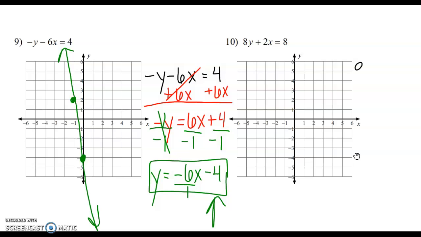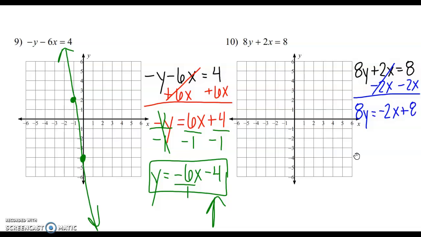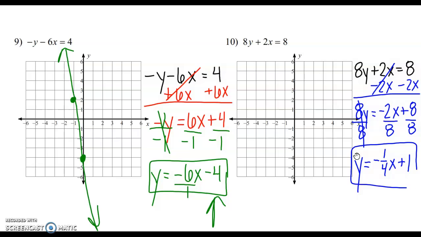On our last one, we have 8y plus 2x equals 8. So to start to solve that, to move the 2x, I would subtract 2x on both sides. So we're at 8y equals negative 2x plus 8. To get rid of the multiply by 8, we divide everything by 8. So y equals negative 2 over 8, in the simplest form would be negative 1/4 x. 8 over 8 is 1.